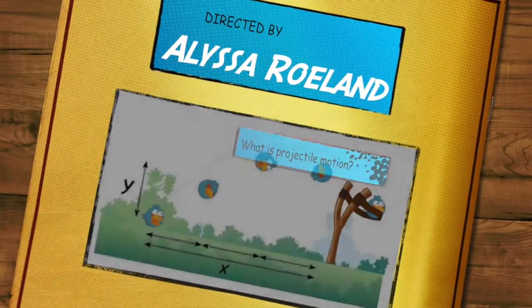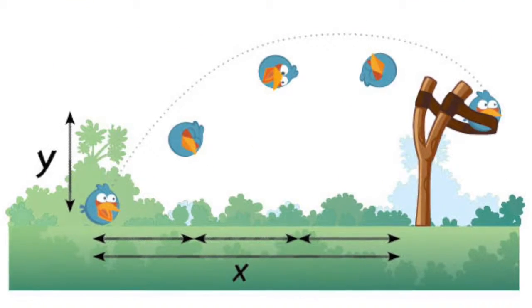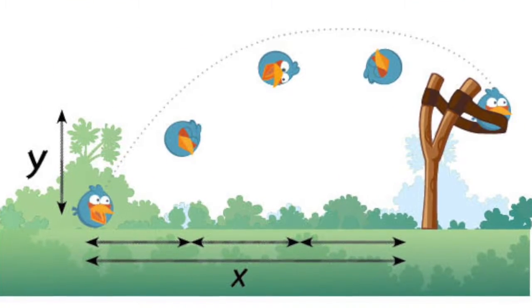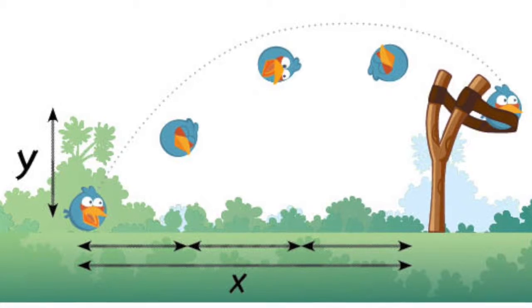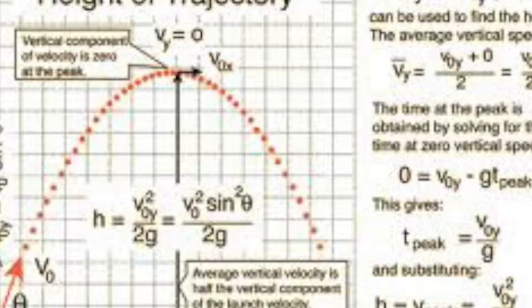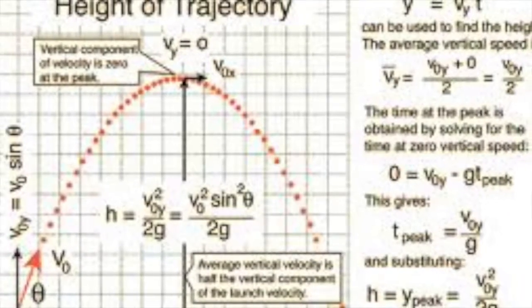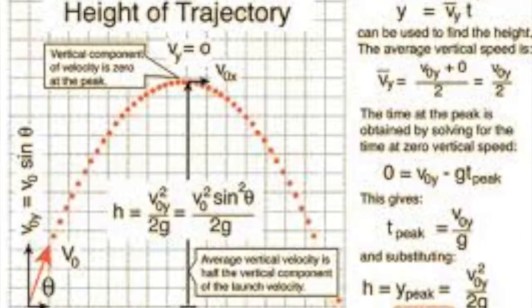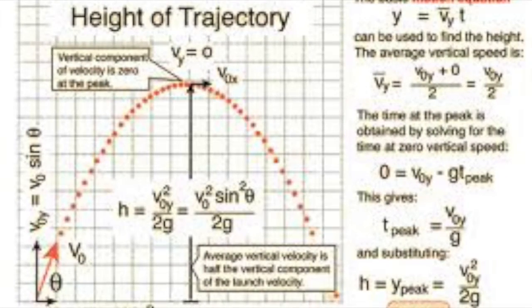The best way to start off with this, I guess, would be to define what a projectile is and what projectile motion is. So a projectile is an object in which the only force acting upon it is gravity, so there's no air resistance involved or anything like that. Projectile motion is an example of curved motion with constant acceleration.